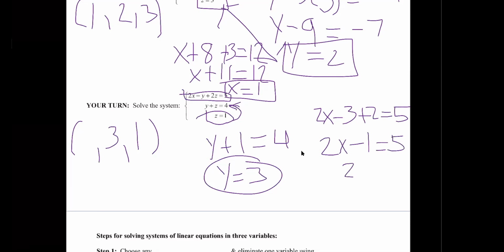If you add the 1 over, you would have 6. Divide, you would get 3. So your final answer would be 3, 3, 1. And I saw a few more people sent me that, so good.